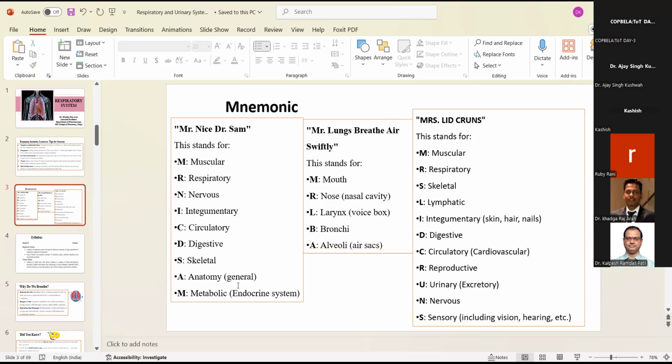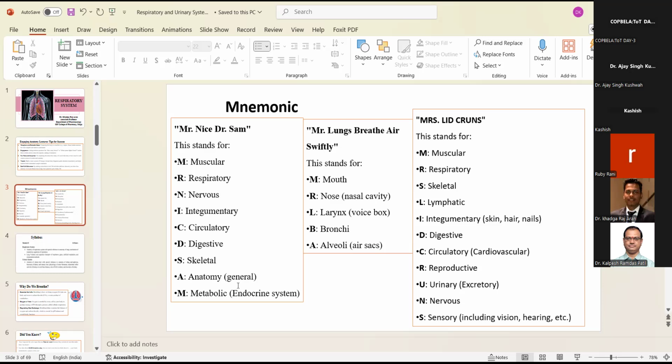Next is the mnemonics. We can also prepare some mnemonics so that students can easily understand. Here I have mentioned some mnemonics like Mr. Nice, Dr. Sam. That mnemonic includes the various systems of our body like muscular system, respiratory system, nervous system, circulatory system, digestive system, skeletal system, anatomy system, and metabolic system.